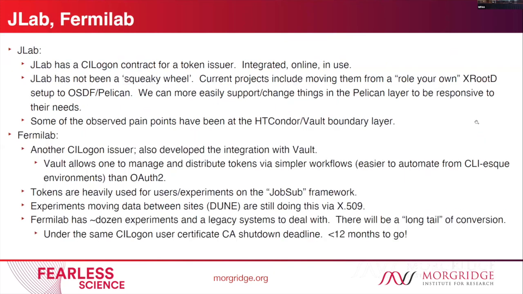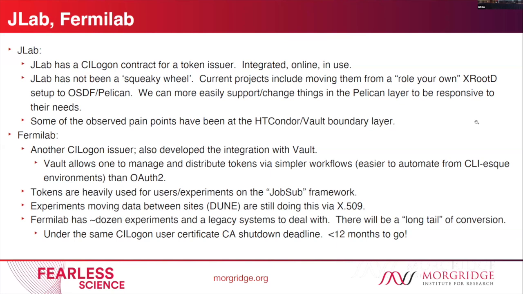JLab, one thing I mentioned, you have some insights. This is one that they use CILogon, they use something called Vault, these are online, they're integrated. Either they don't complain a lot and they're suffering in silence, or they're mostly working. Yeah, mostly working. So yes, we've seen pain points for both JLab and Fermilab; the boundary layer between Condor and Vault has been a common irritation.